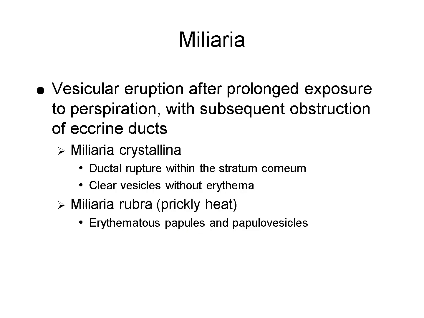Miliaria is a sweat gland disorder caused by blocked eccrine ducts due to excessive heat or sweating. Miliaria crystallina presents as tiny, clear vesicles without redness, while Miliaria rubra, also called prickly heat, features red papules or papulovesicles. It is common in hot, humid environments. Treatment includes cooling the skin and reducing sweating.